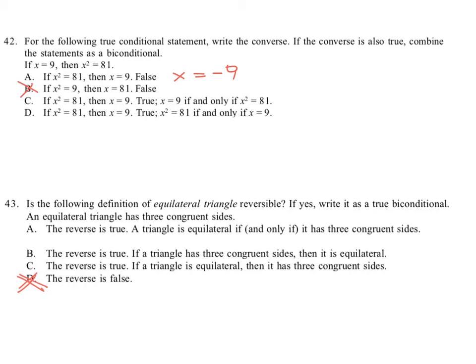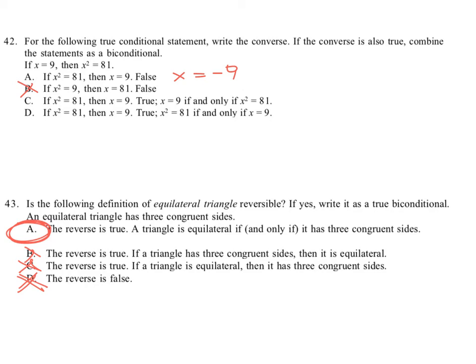So it says write it as a true biconditional. These don't actually write them as biconditionals. That's just another conditional statement. That's just another conditional statement. So those don't actually do what's being asked, so we can eliminate those. And let's see. A triangle is equilateral if and only if it has three congruent sides. That's great. That's what we want. There it is.